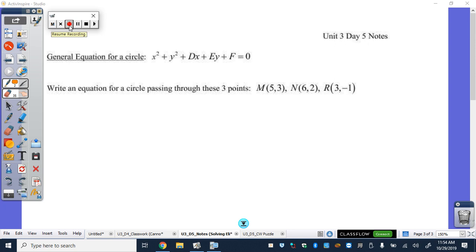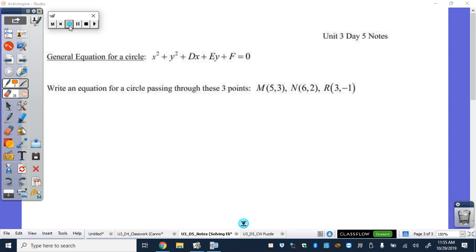All right. Let's take a look at this last one here. I'm not going to lie, this last one's going to be a little bit of a doozy. So we've got our general equation for a circle up there. X squared plus y squared plus dx plus ey plus f equals 0. It's the same equation I showed you a few days ago, just they took out the coefficients of a, b, and c. But still the same thing there.